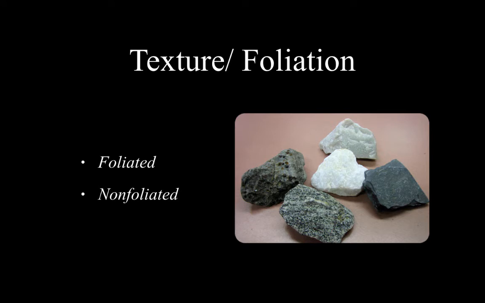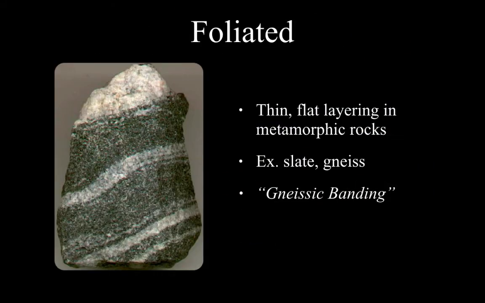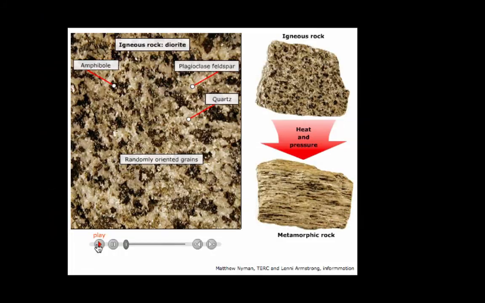Texture and foliation, what does that mean? What does this have to do with it? You have different types of textures. Foliated rock has thin, flat layering on metamorphic rocks. Examples would be slate or gneiss. This is an example of gneiss, and you can see right there these bands. This is called gneissic banding, and that's caused by recrystallization and pressure.